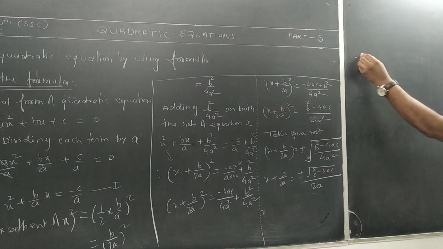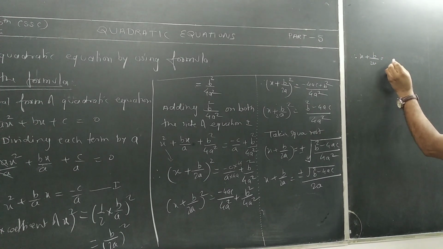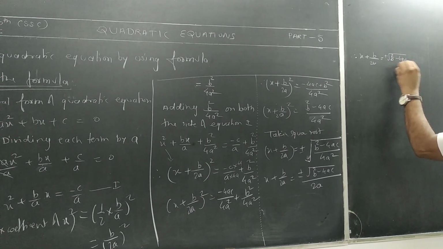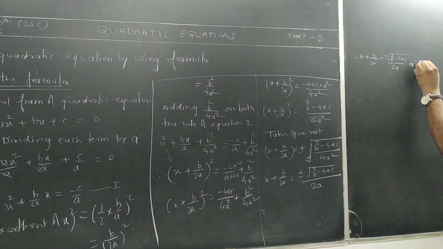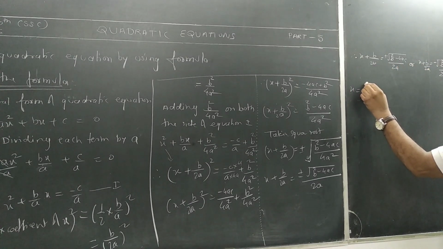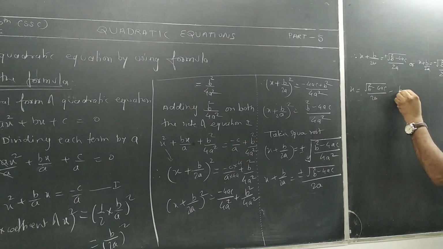Hence, what do you get now? x plus b upon 2a is equal to plus or minus root of b square minus 4ac upon 2a. If I transfer the term to this side, what will I get? Root of b square minus 4ac upon 2a minus b upon 2a.